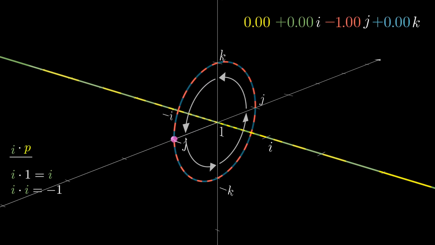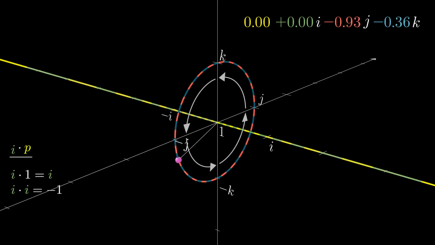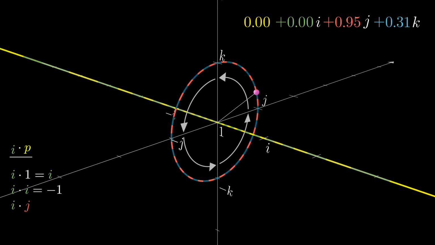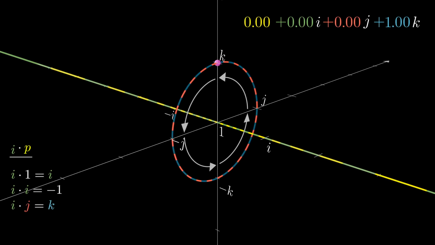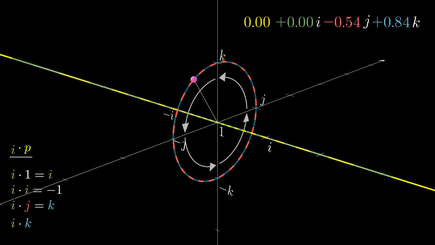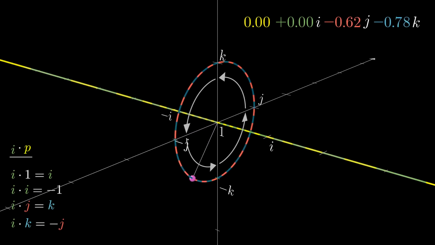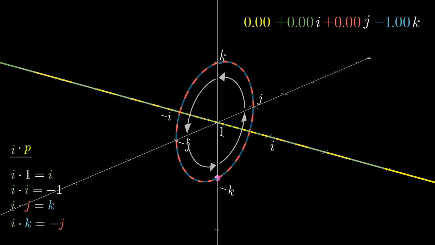This is what I meant by two rotations that are perpendicular to and in sync with each other. So j goes to k goes to -j, -j goes to -k, and -k goes to j.